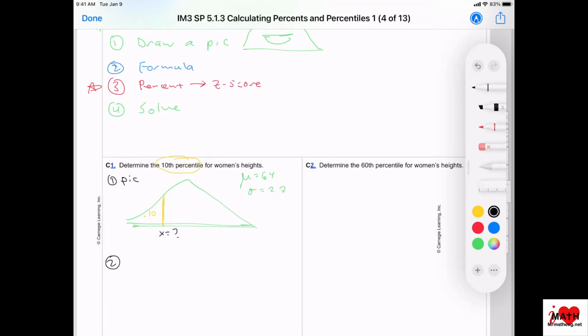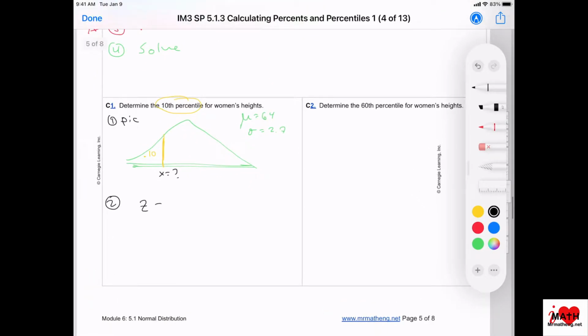Let's go ahead and write down our formula. Z equals x minus the mean over standard deviation. Okay, from here, we don't know what the x value is. We do know what the mean is, which is 64, and we know that the standard deviation is 2.7. Okay, this is the information I need, number 3. I need to go from a percent, in this case 10%, to a z-score. So we're just going backwards.